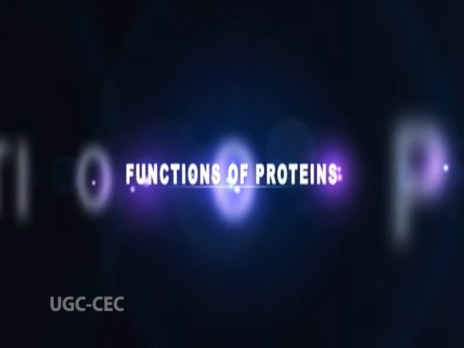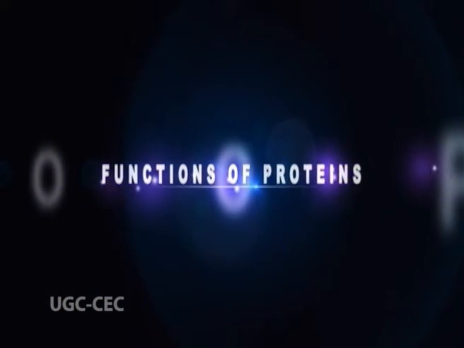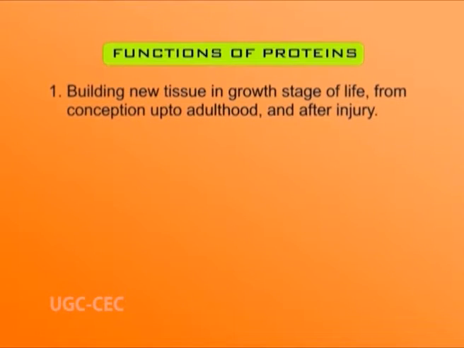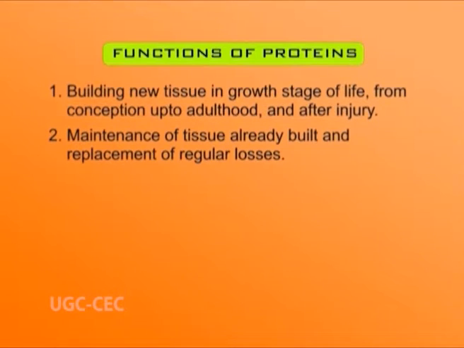We'll see the functions of proteins. Proteins are the main solid matter in the muscles. They are also the major constituents of blood, matrices of bones, teeth, skin, nails, and hair. The principal functions of the protein in the body are as follows. First, building new tissues in the growth stage of life, from conception up to adulthood and after injury. Number 2, maintenance of tissue already built and replacement of regular losses.